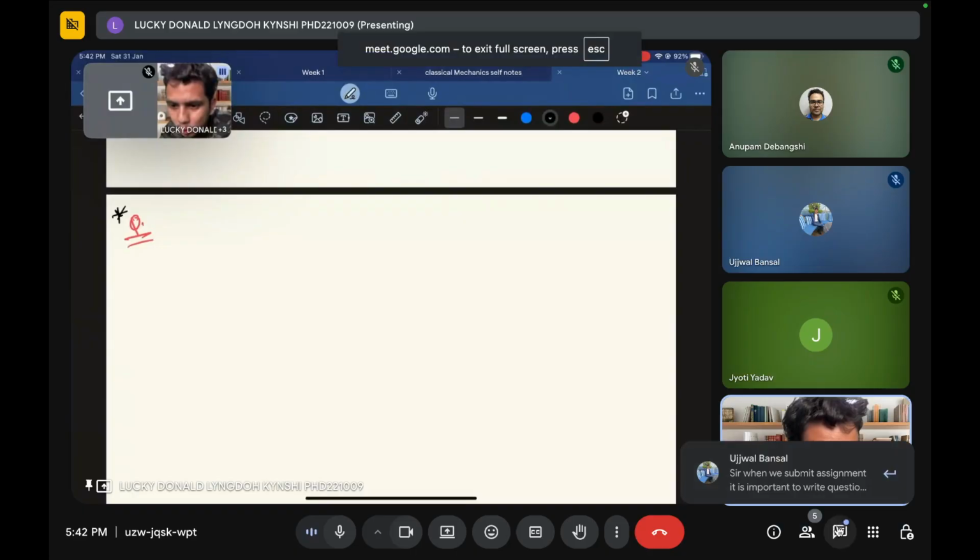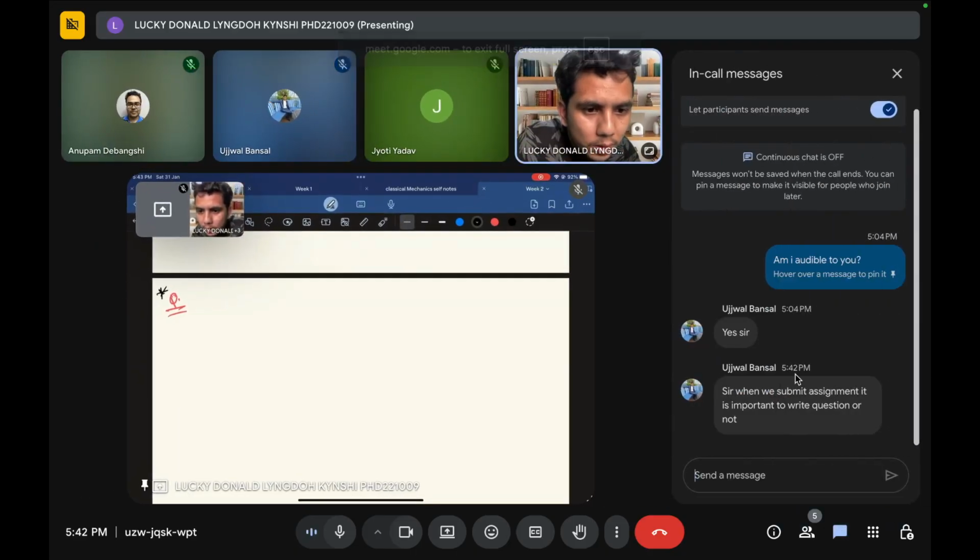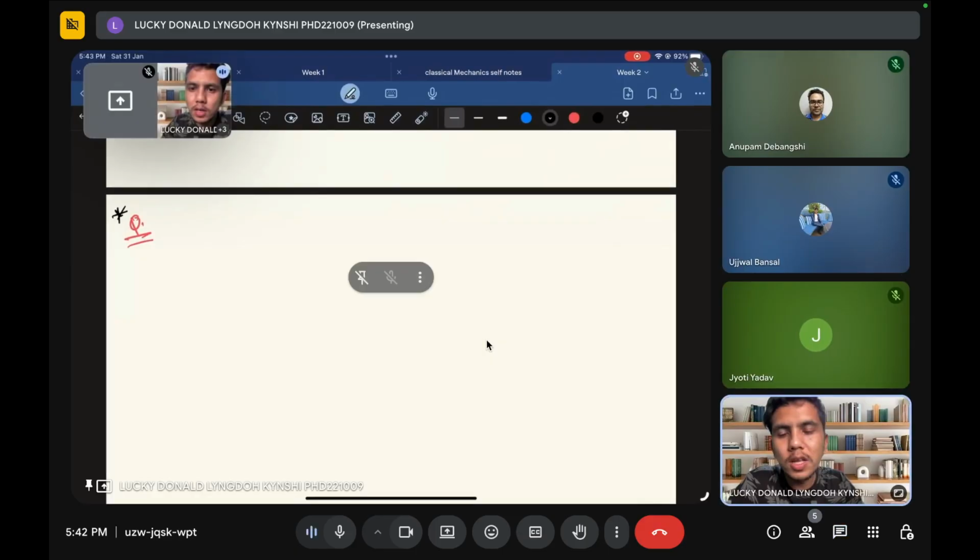Sir, when you submit the assignment, is it important to write the questions or not? Yes, I think it's better to write the questions, so that it's easy for the people who analyze your assignments. It's better you write it. Now, this is not there in the assignment, question number 2. What I'm going to do now is just an extra.